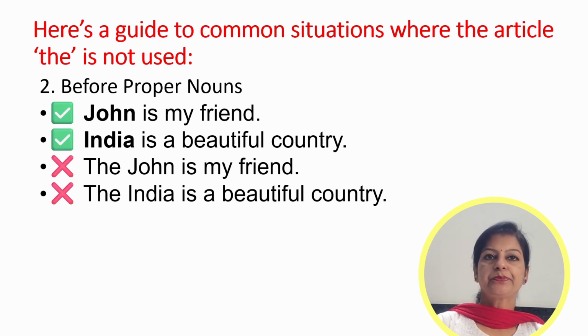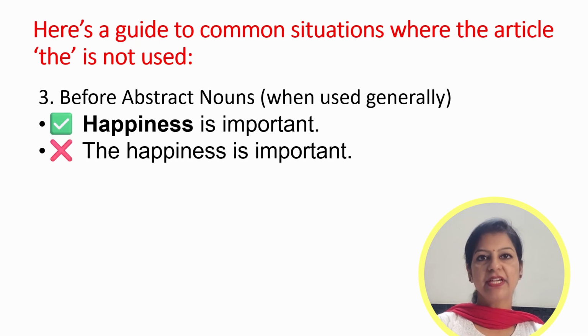Number 2, before proper nouns, we don't use the with names of people or places. For example, John is my friend. We don't say the John is my friend because John is a specific person's name. Next example, India is a beautiful country is correct. We don't say the India because India is the name of a specific country.